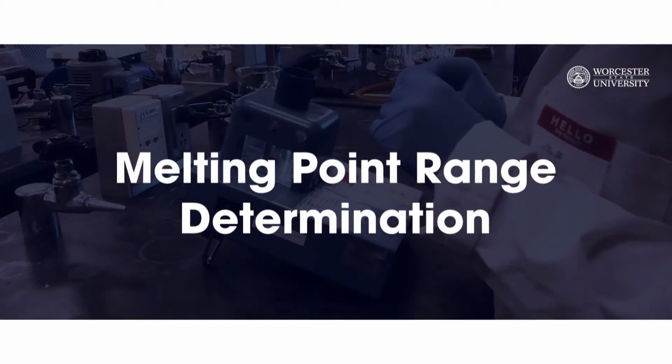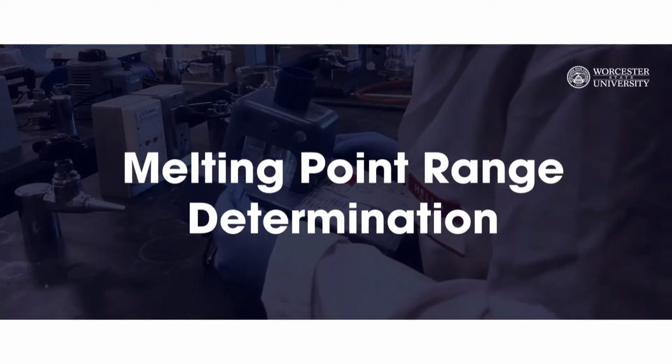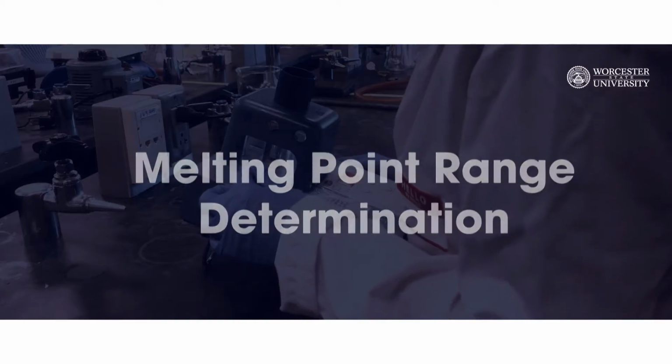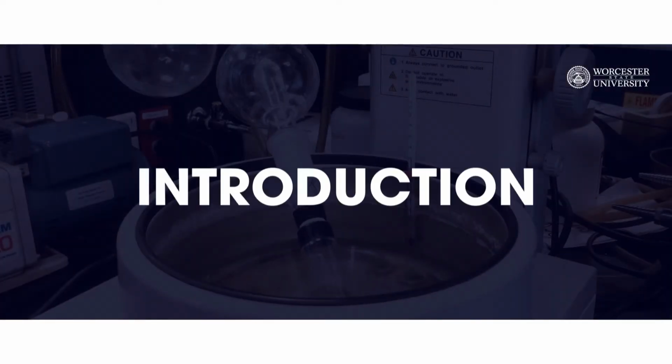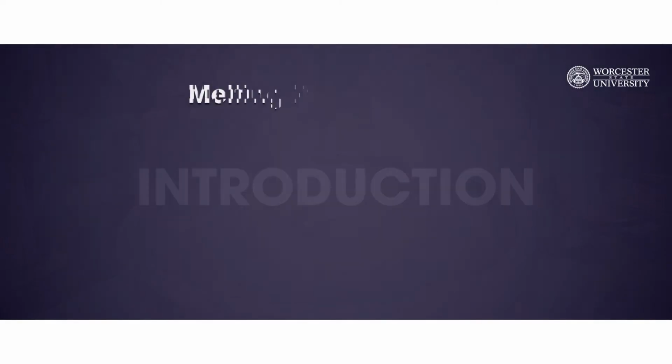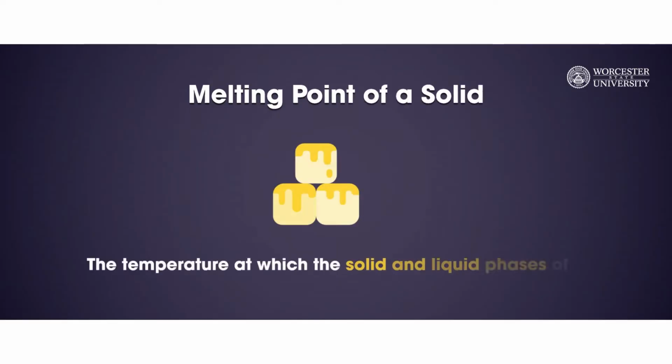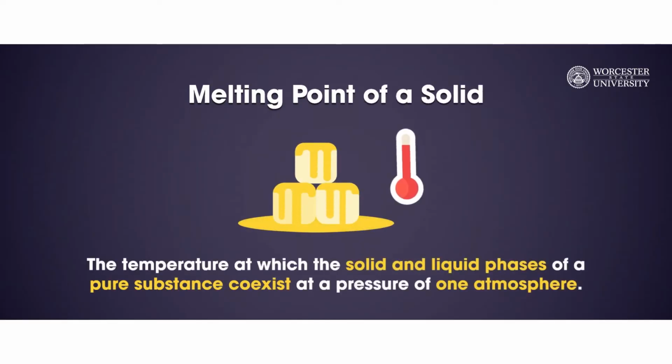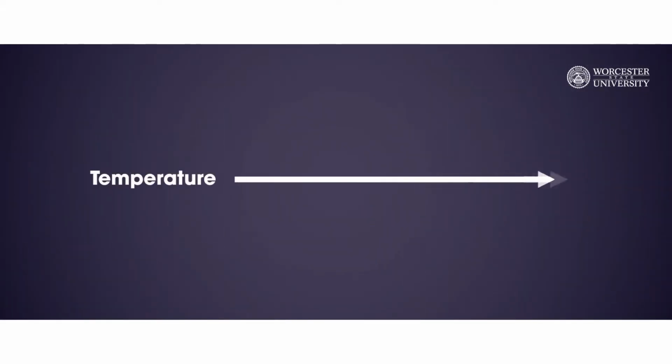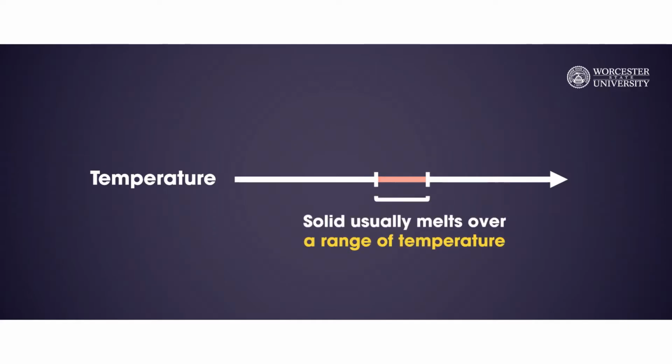Hi everybody! Today we will take a look at how to measure the melting point range of a solid. The melting point is the temperature at which the solid and liquid phases of a pure substance coexist at a pressure of 1 atmosphere. In practice, a solid usually melts over a range of temperatures rather than at a specific temperature point. Therefore, it is better to report the melting point as a range.